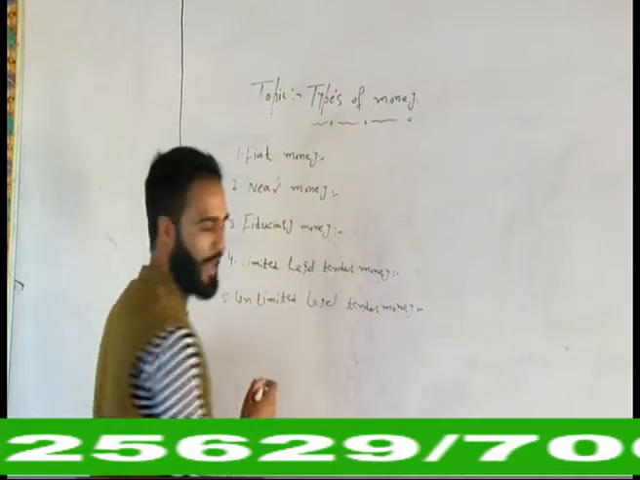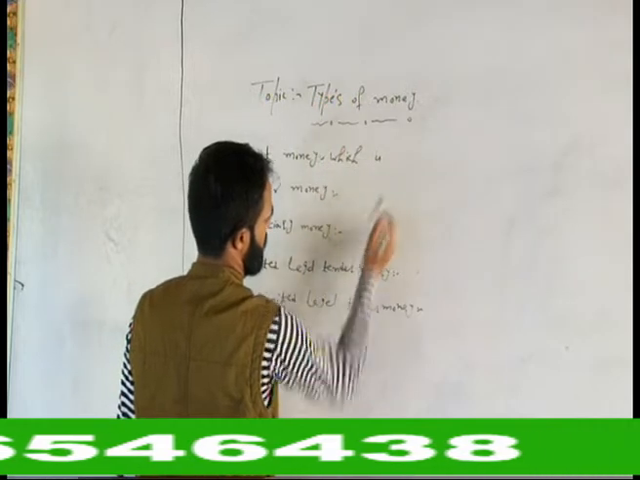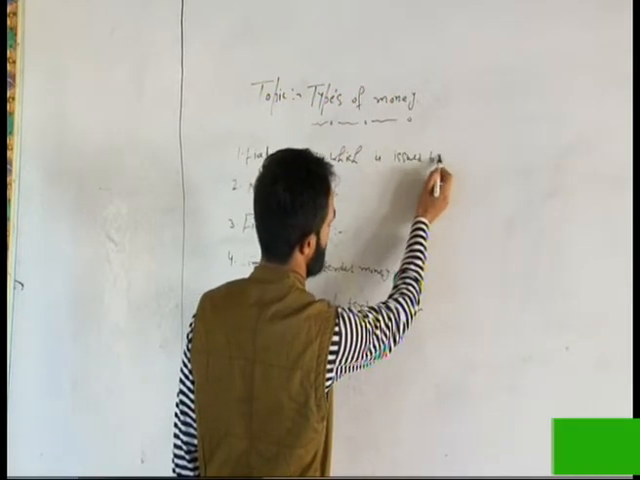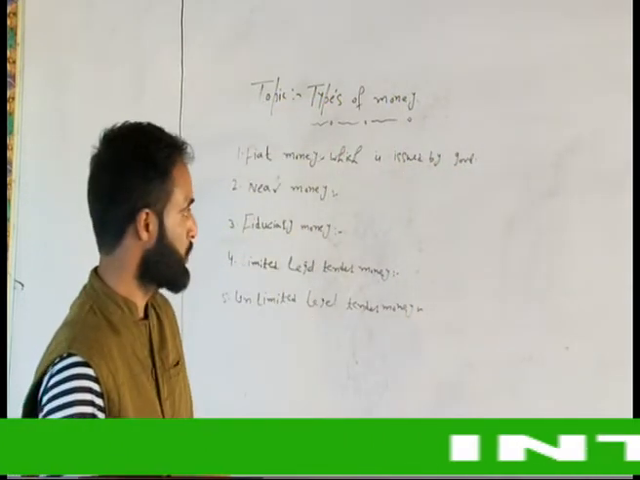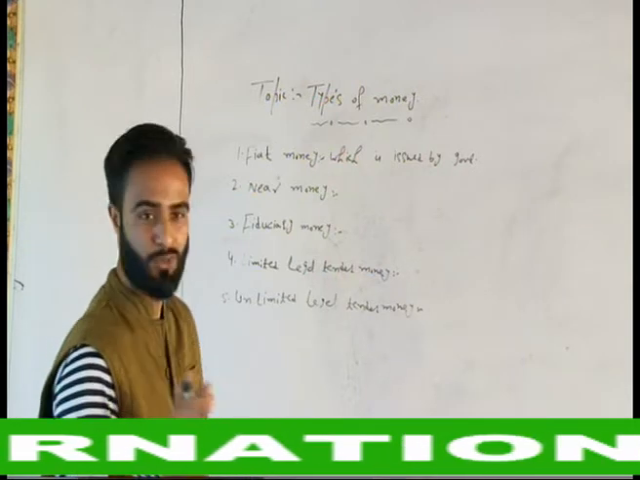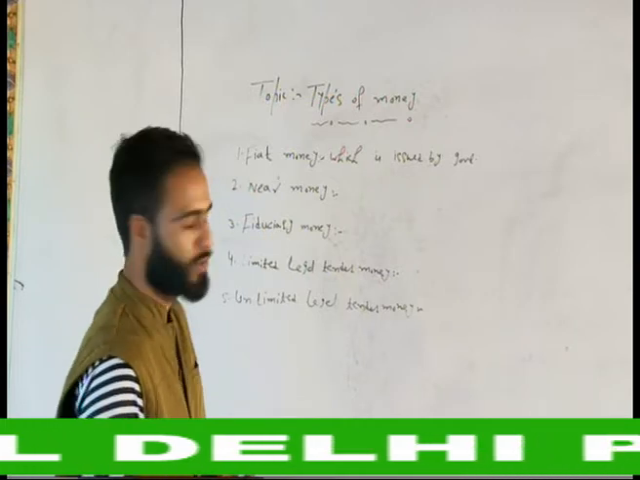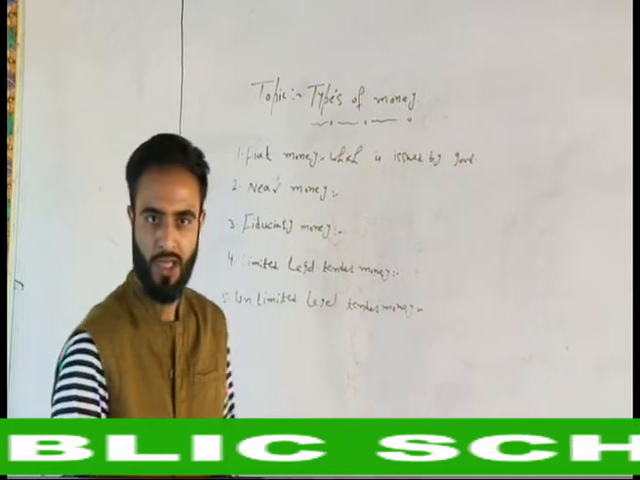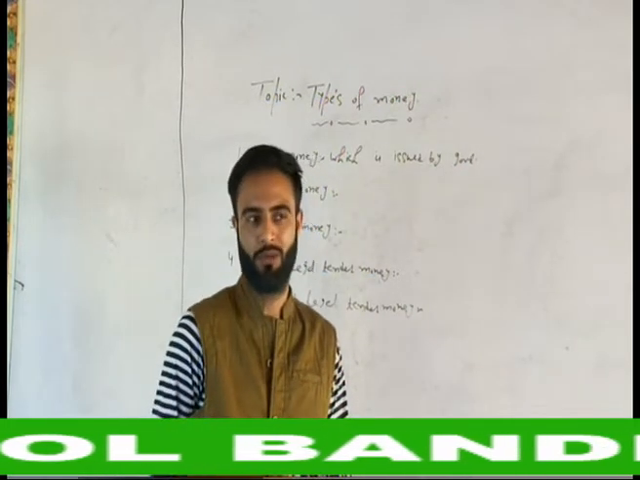Fiat money is that money which is issued by government. Fiat money is money which is issued by government, or we can say which is backed by government, or which is basically the money issued by the government. That's called fiat money. Fiat money includes our currency, that is paper money. This is paper money basically.